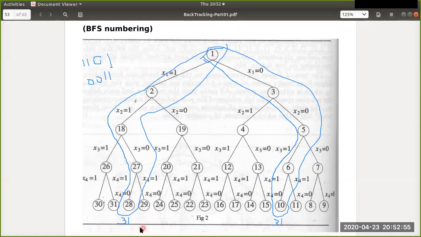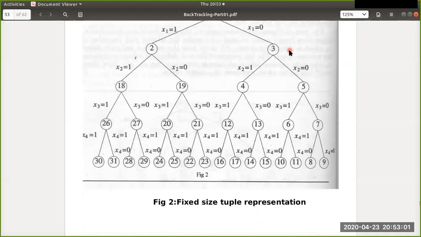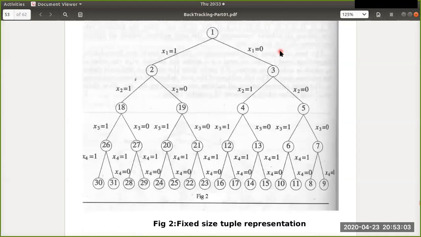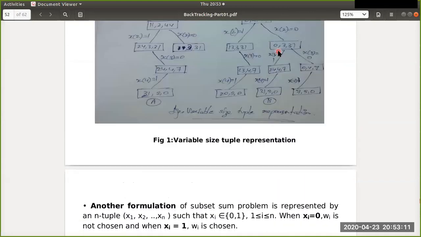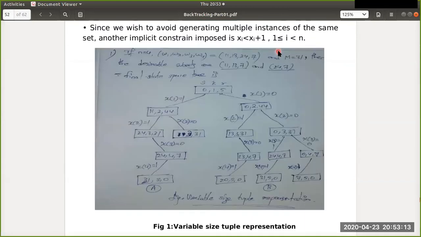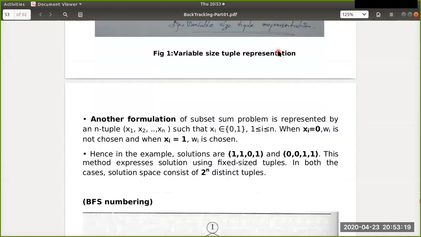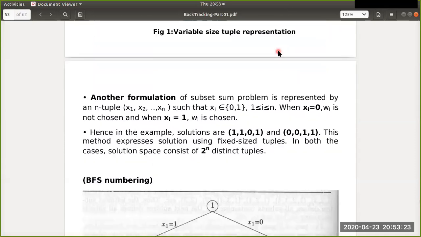Okay, this is a fixed size. This is the fixed size tuple representation. This is another formulation of solving the problem by constructing the state space tree by using backtracking. Whereas this one, variable size tuple representation, will be discussed with another example by tracing the algorithm. Okay, there are 2 ways we can do it, either fixed size or variable size. Okay, now let's see.